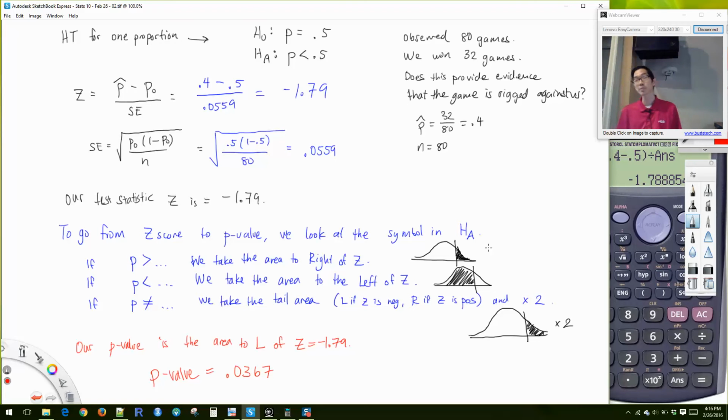Okay? So now we have to make a judgment call. Does 3.5% feel like a large amount or a small amount? Could this be due to random chance? Or do we feel like this is strange enough for me to suspect that the game is rigged?